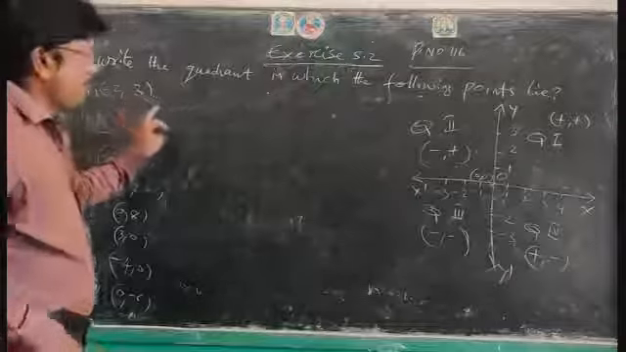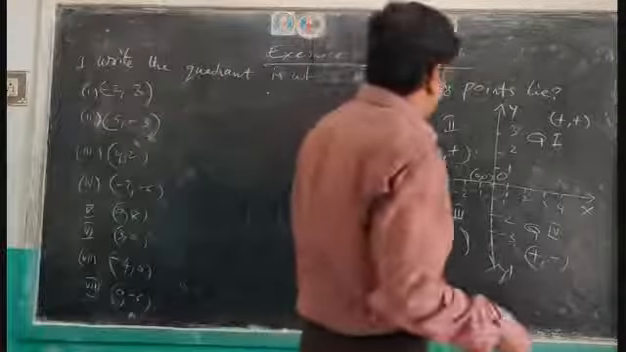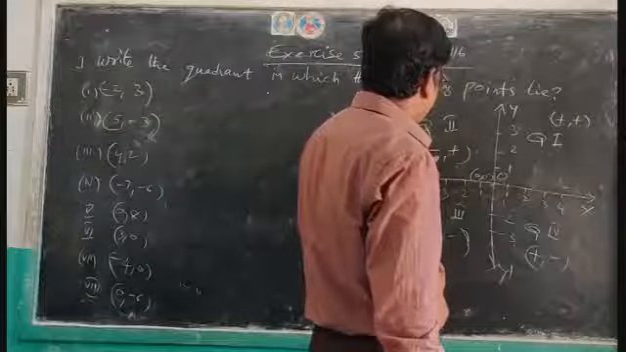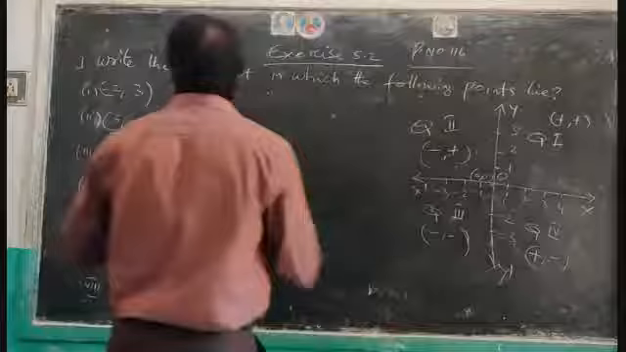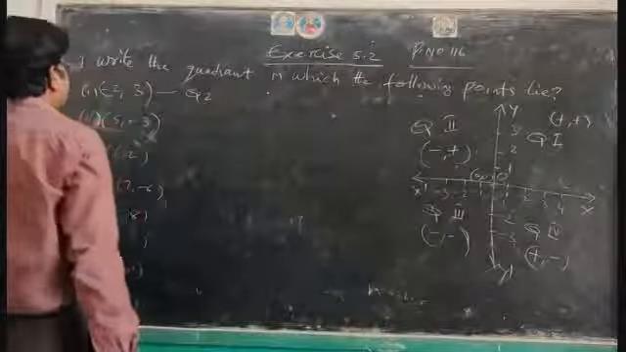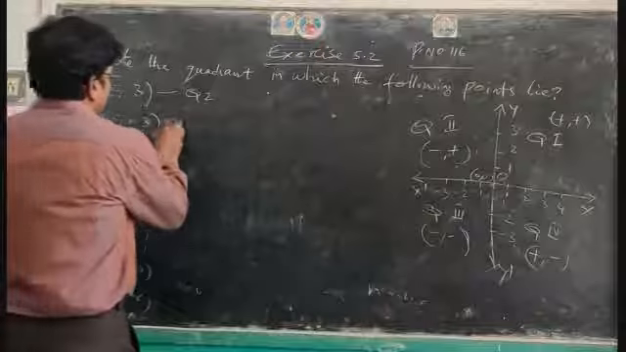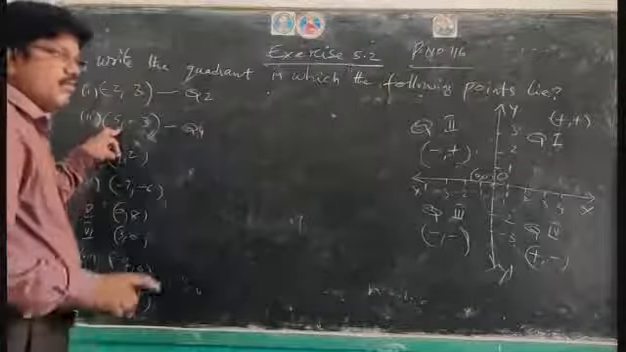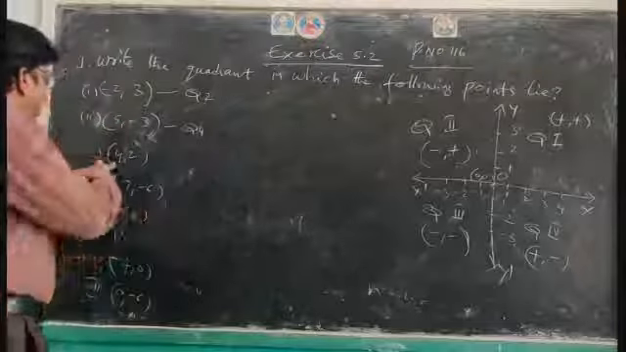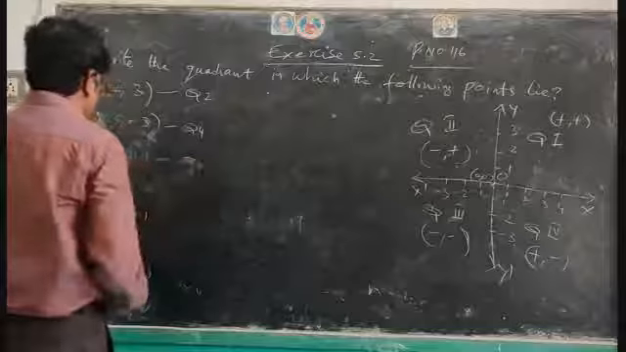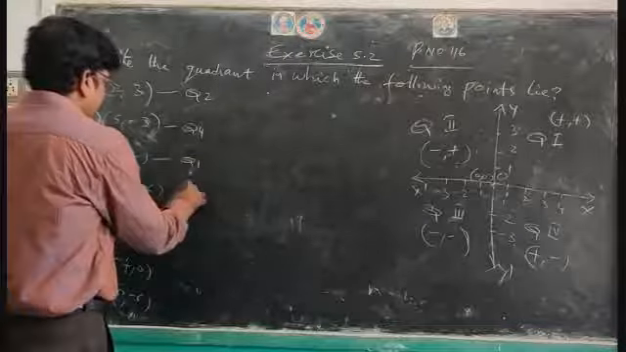The point (-2, 3): which quadrant? x is negative, y is positive. This is the second quadrant, Q2. (5, -3): Q4, x positive, y negative. If both are positive, it is quadrant 1. If both are negative, it is quadrant 3.